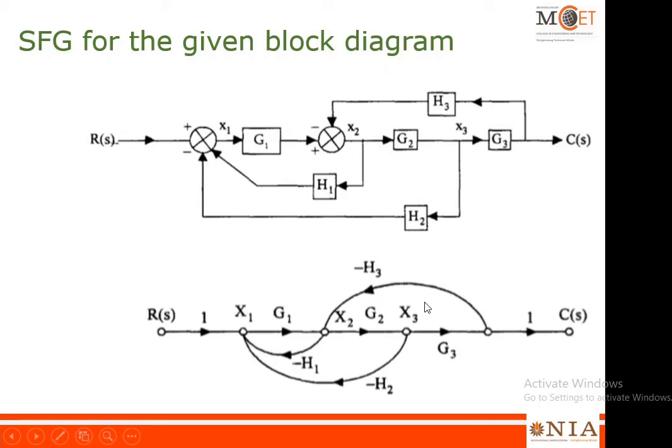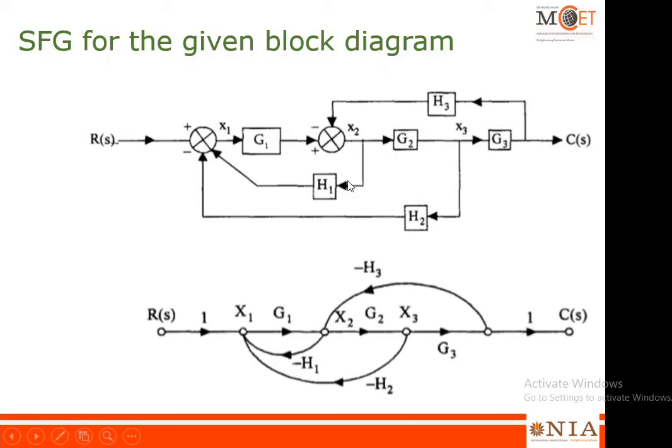And is there any gain from this point to the output node? No, so simply write it as 1. And from this point to this point also there is no gain, so I write it as 1. But from this point to this point I have a gain g2, so I write it on top of this particular branch, that gain is g2.